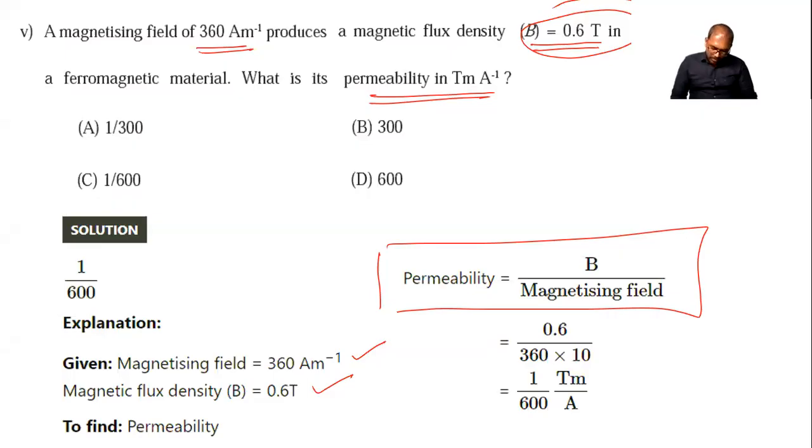So I think there is a printing mistake here. Here, 0.6 divided by 360. So we can write 6 by 360 into 10. So we can write it as 1 by 6 by 3600, which means 1 by 600. And this is the right answer.